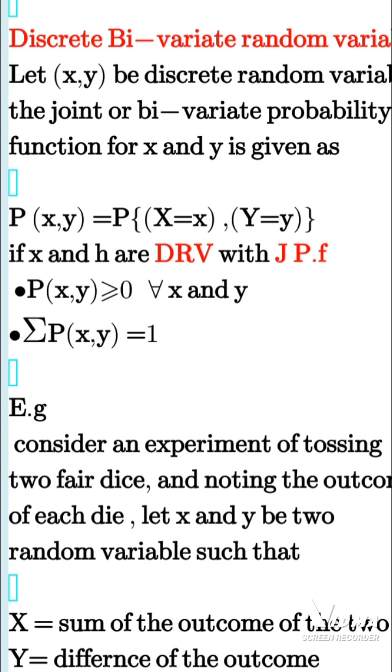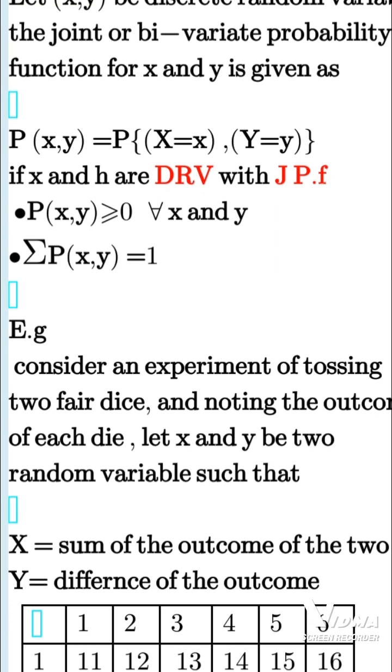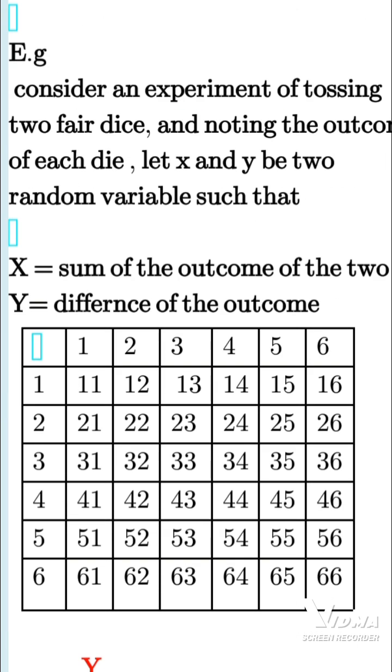and one of the axioms that satisfy a discrete random variable, DRV, with joint probability function is that the probability must be greater than or equal to 0, and the sum of all the probabilities must be equal to 1. So that is that for that. So we have an example. We have to consider an experiment of tossing 2 dice.